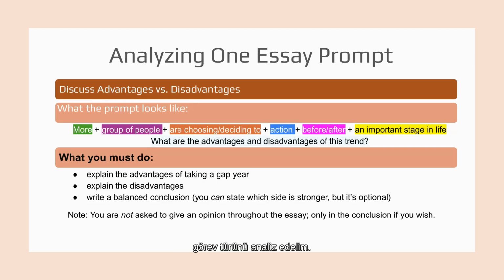First, let's analyze the task type. Discuss advantages versus disadvantages. The prompt often follows a structure like, a trend is happening, and you must discuss its advantages and disadvantages. Your job is to explain both sides and write a balanced conclusion, without necessarily stating a personal opinion throughout the essay.